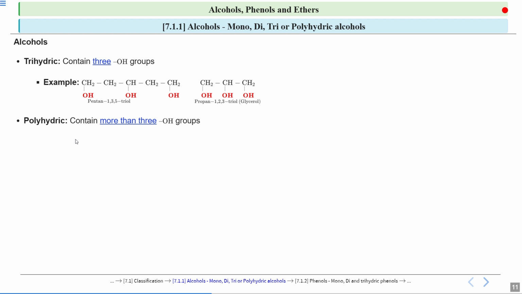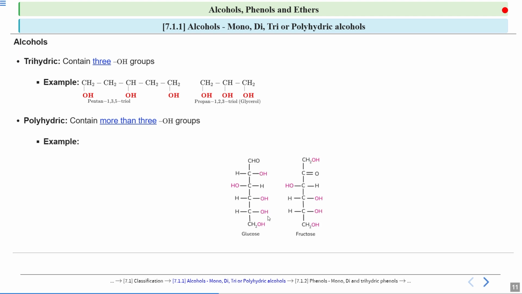The next is polyhydric. Poly means many. So the definition is that it will contain more than 3 hydroxyl groups, because up to 3 we call them trihydric. So if any number like 4, 5, 6, 7 up to n of hydroxyl groups is present in an alcohol, then we call it polyhydric. For example, very famous ones are glucose and fructose, right? We study them in the biomolecules chapter. In the upcoming lectures, we will also study them in detail.